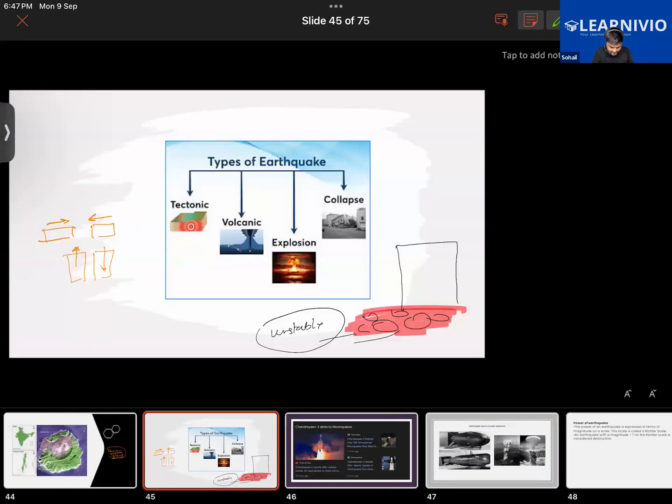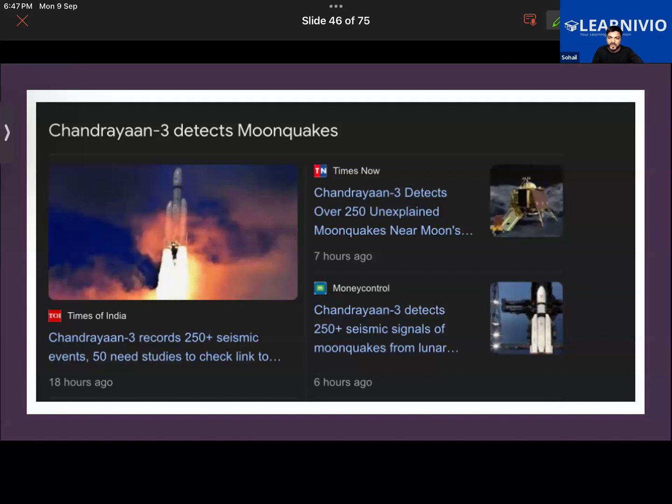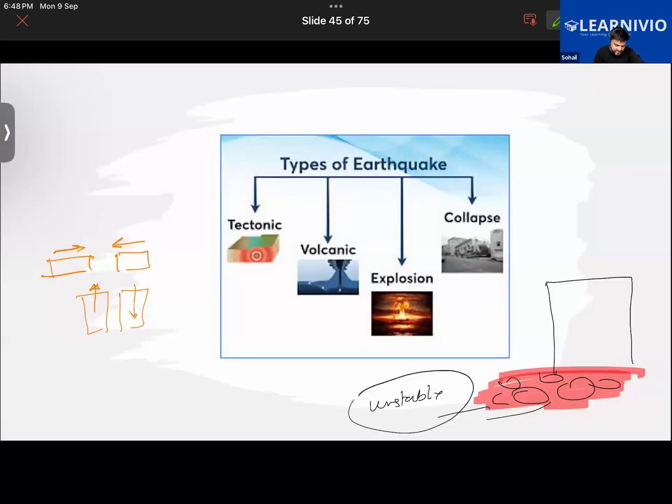Also, as we learned in the previous class, earthquakes don't occur only on the earth. Seismic activities occur on other planets also, like on the moon. For example, Chandrayaan 3 was sent to the moon last year, right? Chandrayaan 3 detected more than 250 moonquakes. Getting it, guys? So seismic activity is not just limited to Earth, but is observed on other planets also.